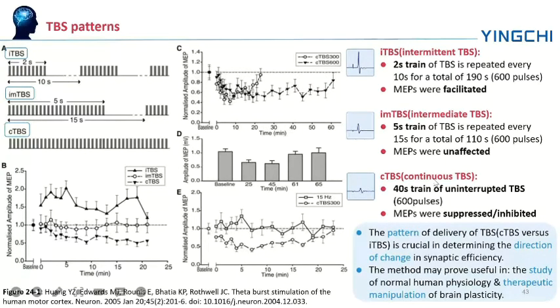And as for the continuous TBS, it has a 40 second train of uninterrupted TBS, which also contains 600 pulses, and the MEPs were suppressed and inhibited in cTBS. As you can see in this picture, this is a cTBS and this is the iTBS. So if you apply 600 pulses in cTBS, the effect may last for more than 60 minutes.